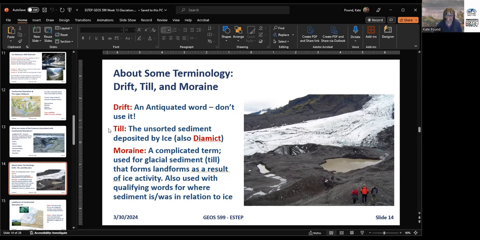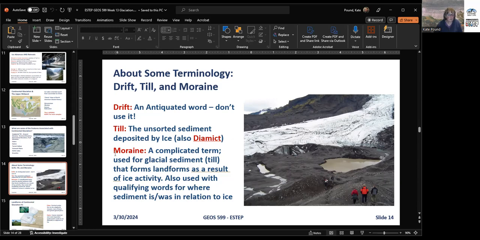So, what does the word till mean? This is a word that describes sediment. It's just the unsorted sediment deposited by ice. Another word that sometimes gets used for this sediment is diamict. That's because it's poorly sorted and it's usually made up of fine-grained material with large chunks, hence the diamict.